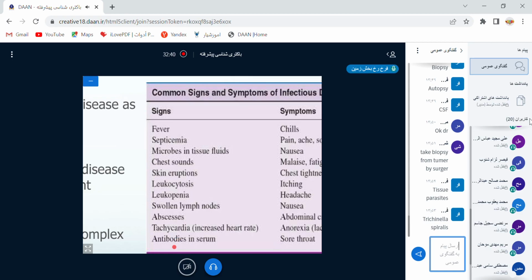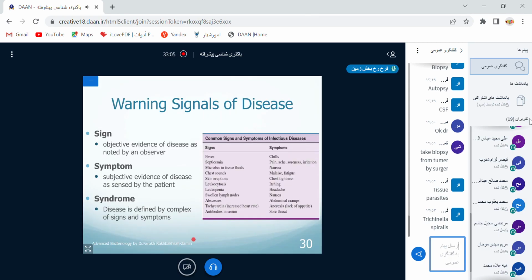antibodies in the serum. So the patient cannot understand how many antibodies are present in the serum. So it is not symptoms, it is signs. And the level of antibodies is a key diagnostic key for understanding the situation of infectious disease. Don't forget that in this semester, in this course, advanced bacteriology, when we are talking about disease, we mean infectious disease.